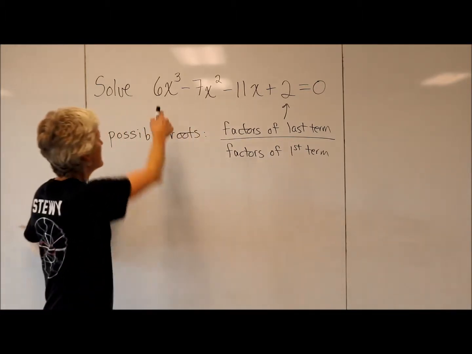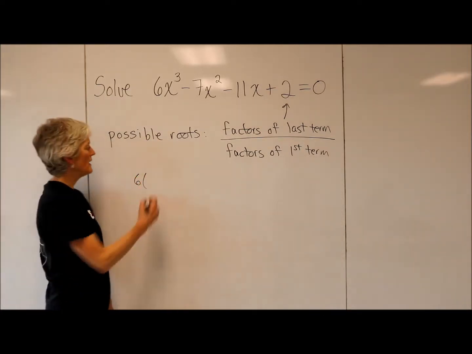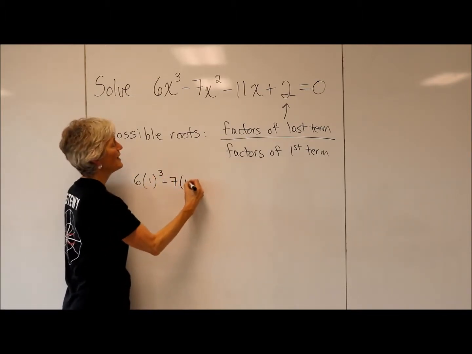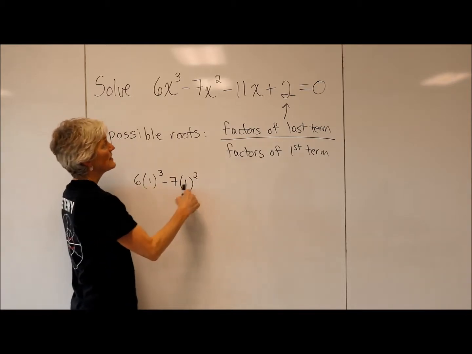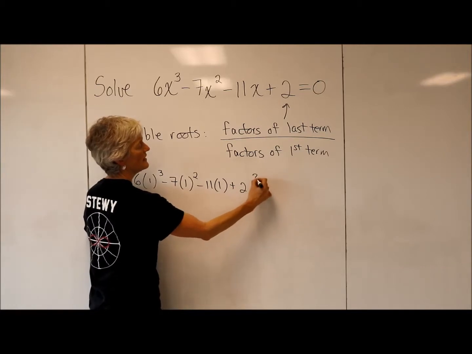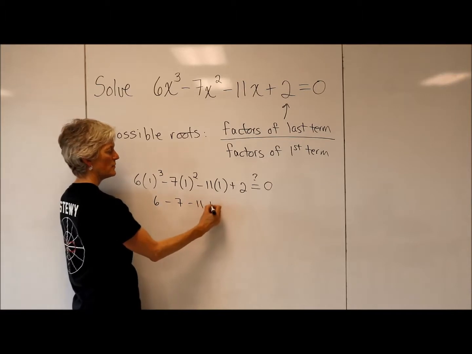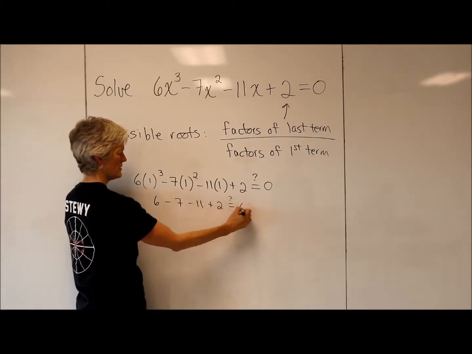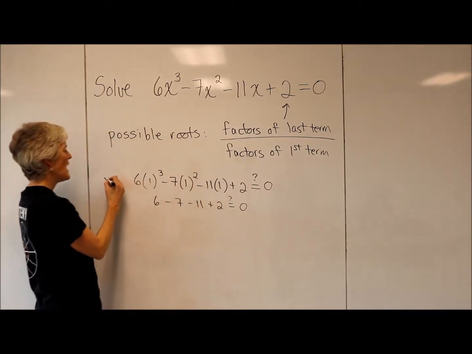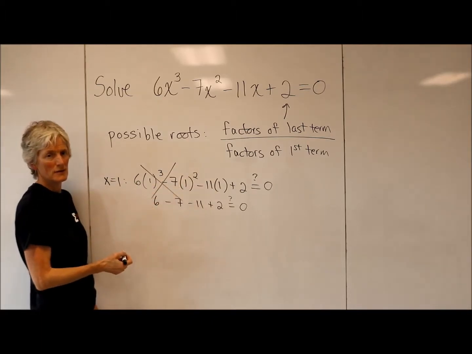Okay? So let's plug in 1. 6 times, did that make any sense what I just did? Yeah. Okay. 6 times 1 cubed, minus 7 times 1 squared, minus 11 times 1, plus 2. Does that equal 0? Let's see. That would be 6 minus 7 minus 11 plus 2. Is that going to give me 0? Sure doesn't look like it. Okay, so I tried 1 as my root, and I'm saying no. Let's try -1.